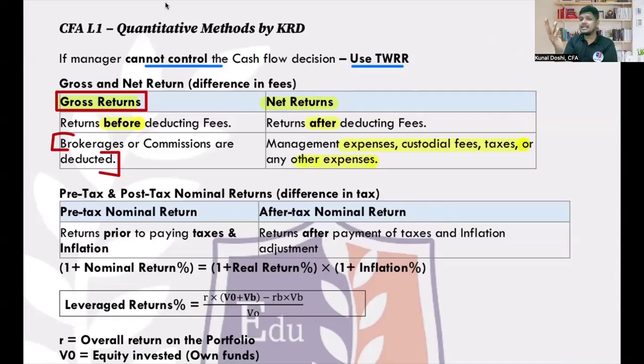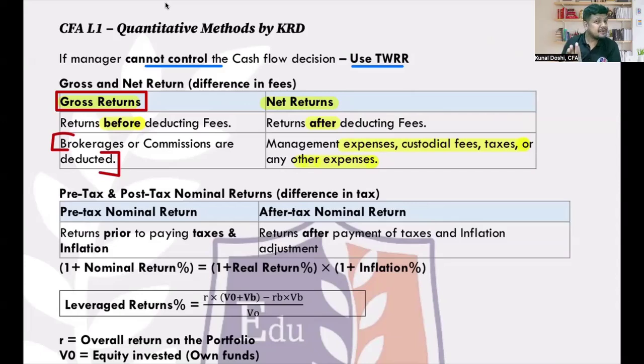And if I see net returns, does the net return not deduct brokerage and commission? Yes, it does, because it has already been deducted from the gross returns. So it's a twist question. Okay. In exam, gross returns, brokerage and commission is deducted. Yes. Net returns, brokerage and commission is deducted.